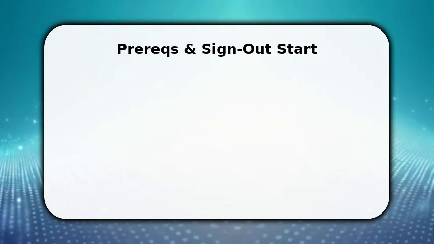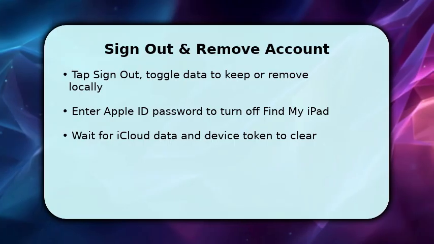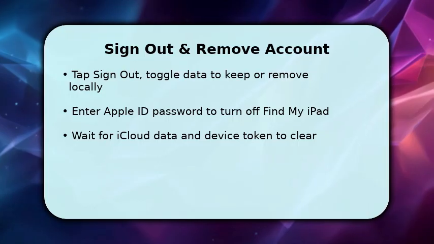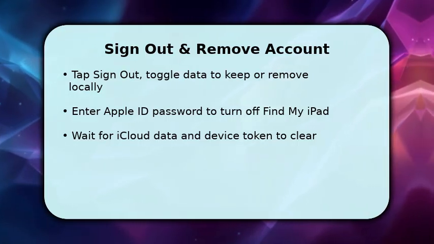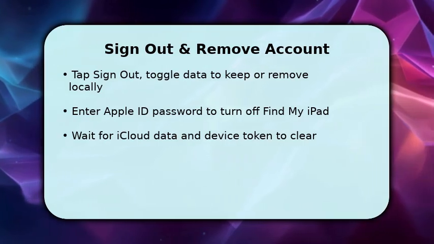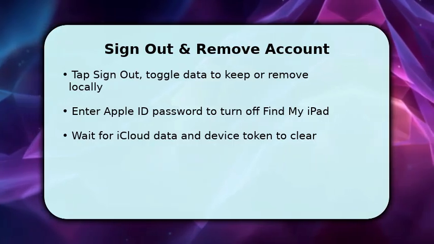Next, tap Sign Out at the bottom of the Apple ID page. You'll be asked whether to keep a copy of iCloud data on the device. Choose based on whether you'll reuse the iPad. Then enter the Apple ID password to disable Find My iPad. This removes Activation Lock and allows full account removal.